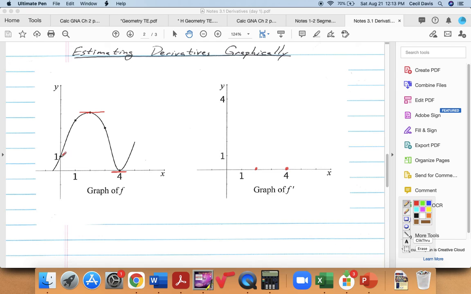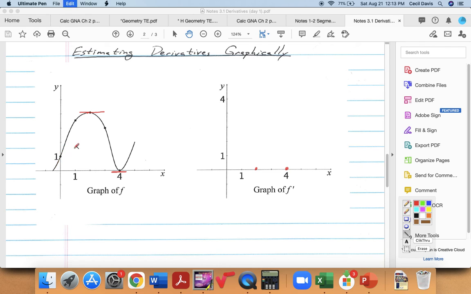Now, at this point, at x is 0 on the original, we can use a straight edge to get an approximation of the slope. And for you, it's going to be a little bit easier than it is for me. You could actually take a ruler or your driver's license or something and set it on here so that it looks like a tangent line. I'm going to have to kind of try and do it.